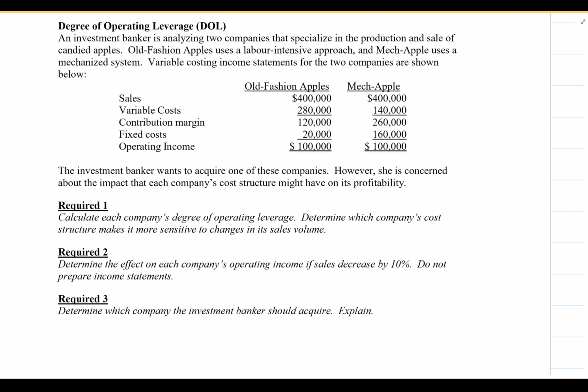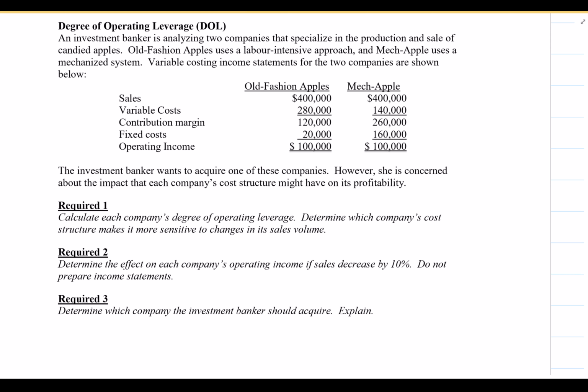An investment banker is analyzing two companies that specialize in the production and sale of candied apples. Old Fashioned Apples uses a labor-intensive approach, and Mech Apple uses a mechanized system. Variable costing income statements for the two companies are shown below. So they've given you sales, variable cost, contribution margin, fixed cost, operating income for both companies.